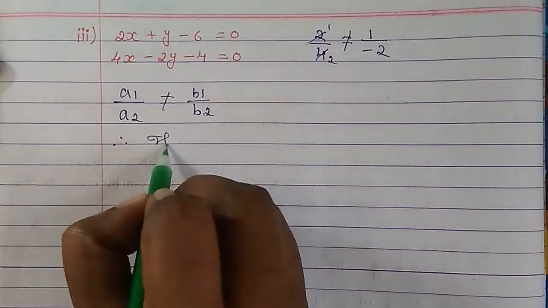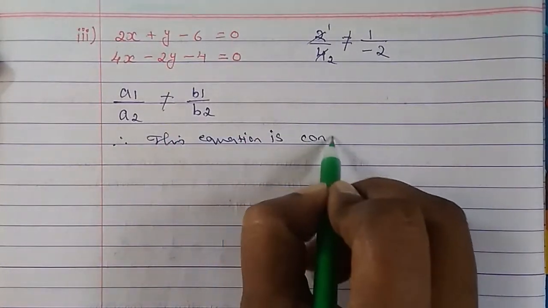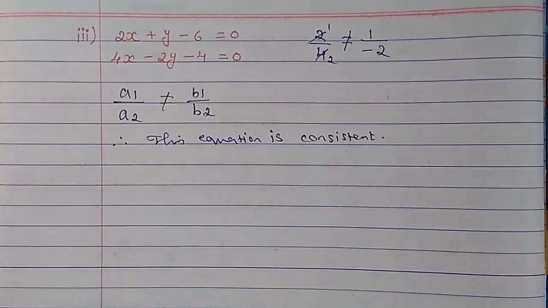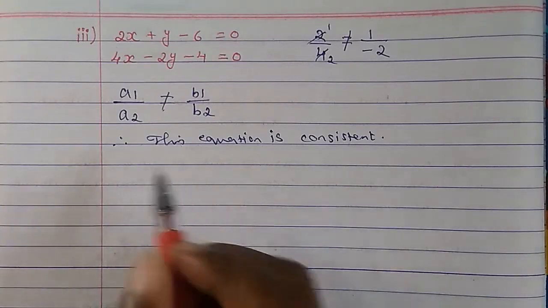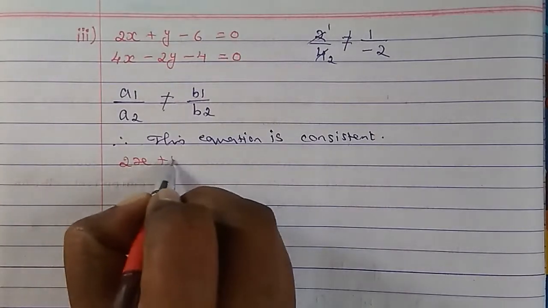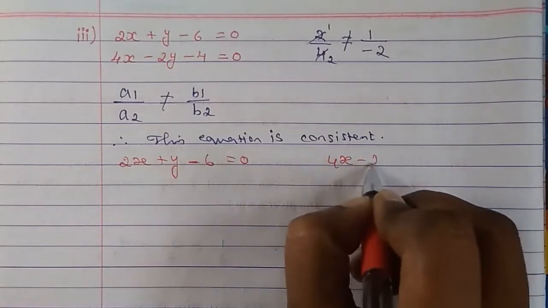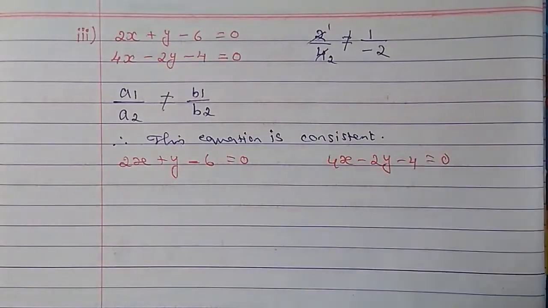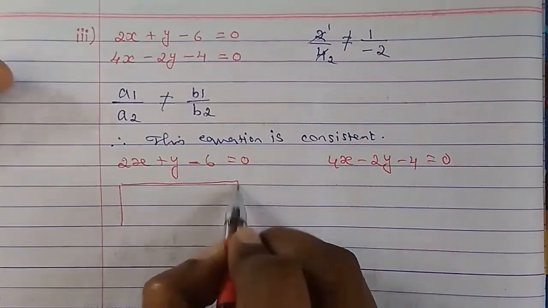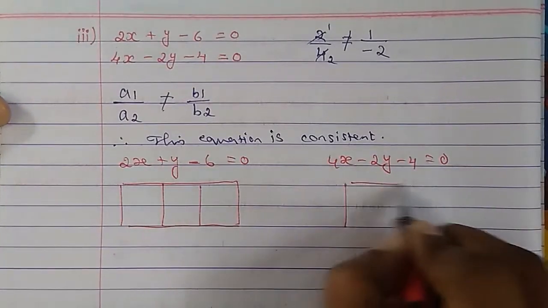So therefore, this equation is consistent. If it is consistent, then we have to obtain the graph for it. To obtain the graph, then we have to find the solutions. So let's write down the equation, that is 2x plus y minus 6 equal to 0. And here 4x minus 2y minus 4 equal to 0. So for graph, we have to prepare the box because we need at least 2 solutions to prepare the graph.